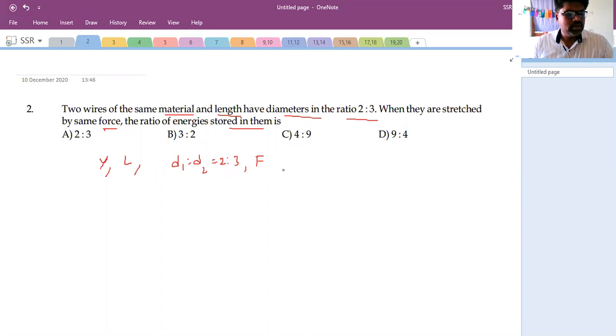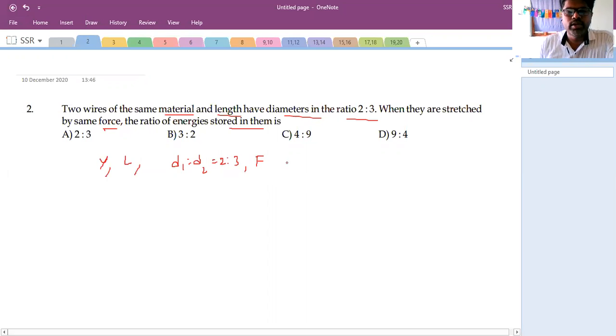Then in that case, energy stored. What is the formula you can take? There are different formulas given. Energy stored E is equal to 1 by 2 work done. Work done by the elongation, that is F into e, 1 by 2 into F into e. Do you remember this? 1 by 2 into F into delta L, or F into e, elongation. Okay. Are you clear on this?